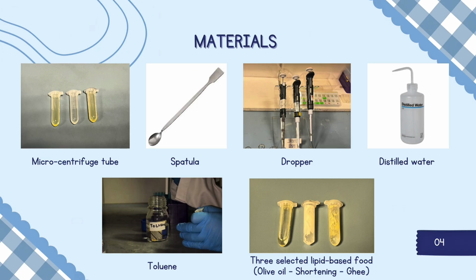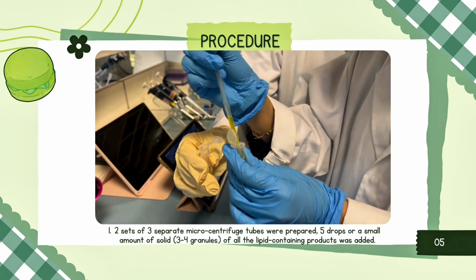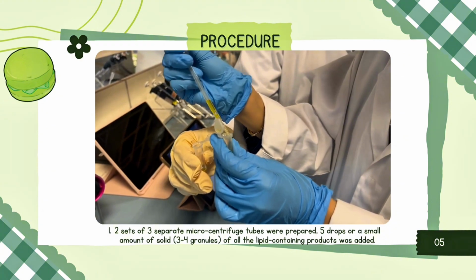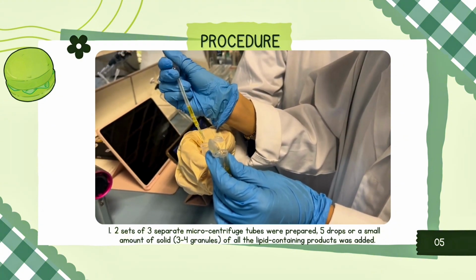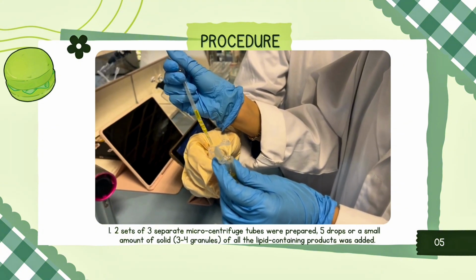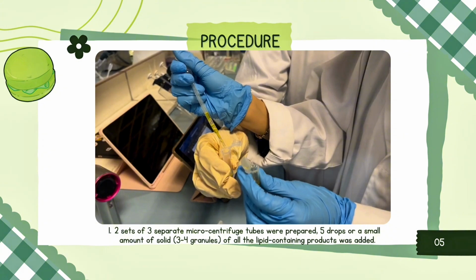There are 6 materials for this experiment, which are microcentrifuge tube, spatula, dropper, distilled water, toluene, and 3 selected lipid-based food, which are olive oil, shortening, and ghee. Next, we are gonna dive into the procedure. First, 2 sets of 3 separate microcentrifuge tubes were prepared. 5 drops or a small amount of solid, about 3 to 4 granules, of all the lipid-containing product was added.